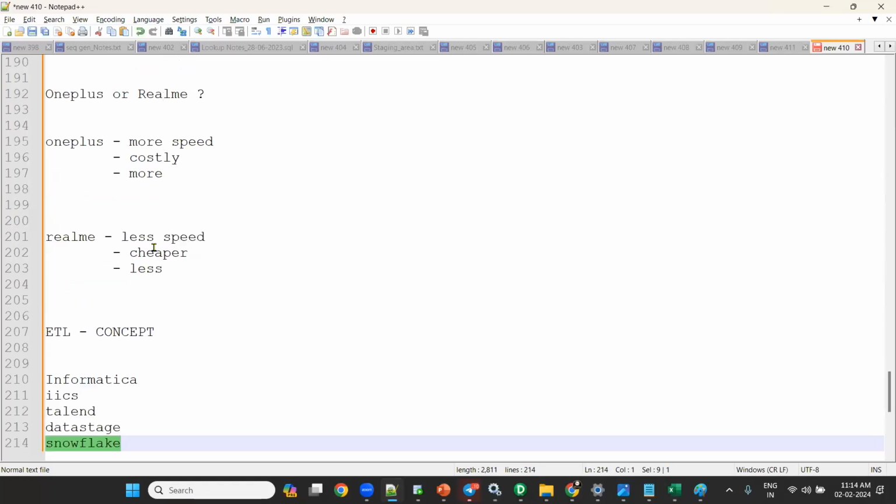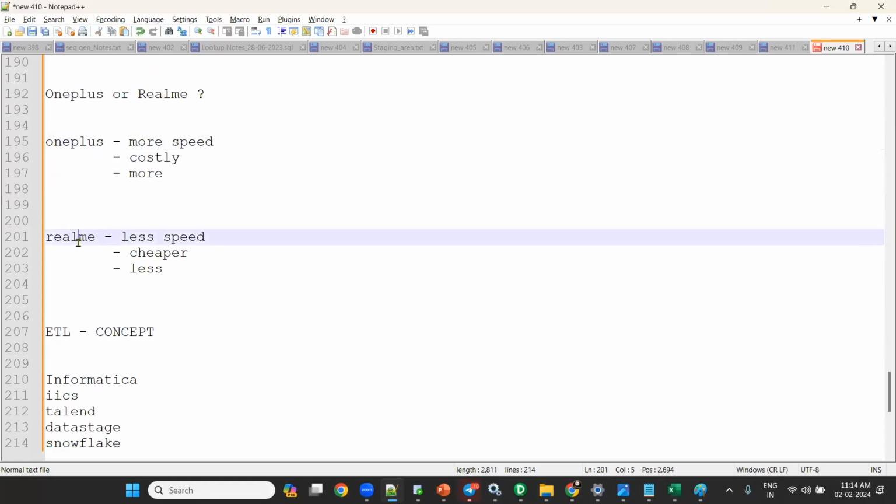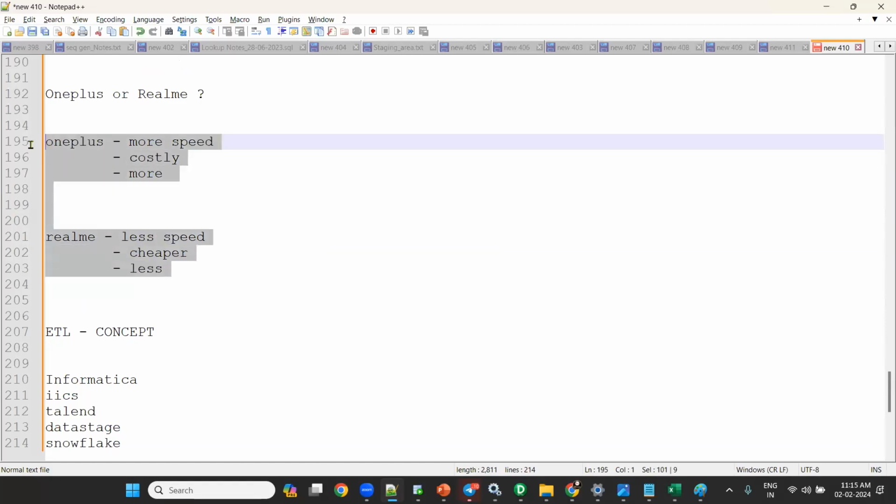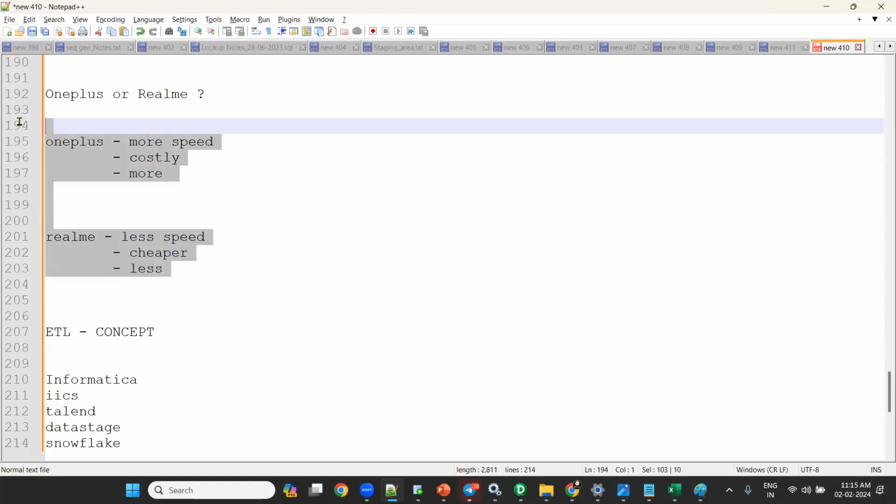Suppose I want to tell exactly the differences between OnePlus and Realme. I should use OnePlus for 1 month and Realme for 1 month, correct? Then I can tell the exact differences. Yes or no? Now, how am I telling it based on the user reviews? I will see the reviews on Google. Based on the reviews, I am saying this.